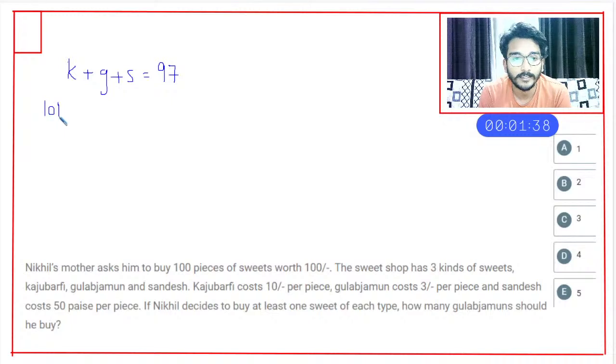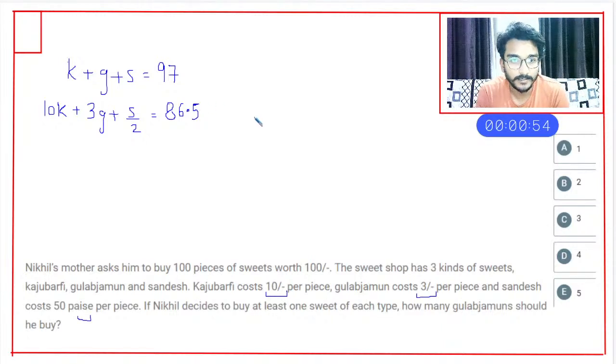Amount is 10 for Kaju Barfi, 3 for Gulab Jamun, and half rupees or 50 paise for Sandesh. How much amount should I balance? So the total amount is 100 rupees I have. And I have exhausted how much? When I purchase one of each item, it is 10 plus 3, 13, and 13.5 I have exhausted. It is how much remaining? 86.5. So 86.5 has to be balanced here, right?